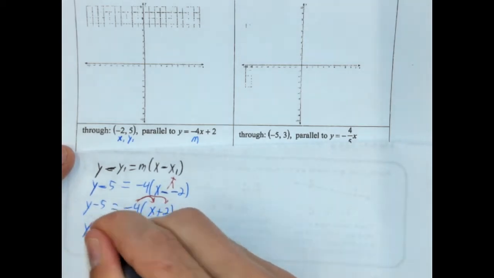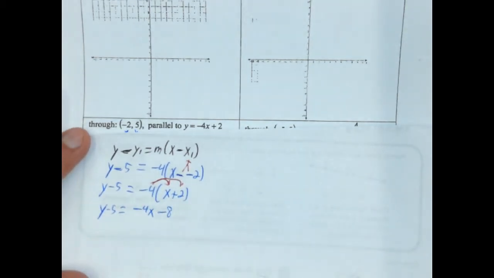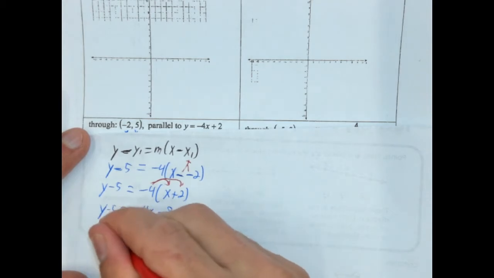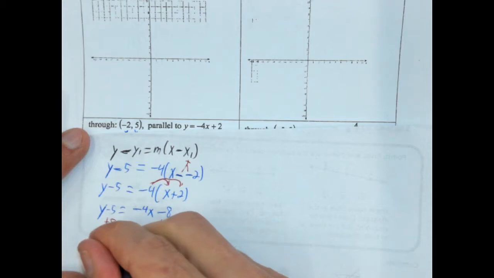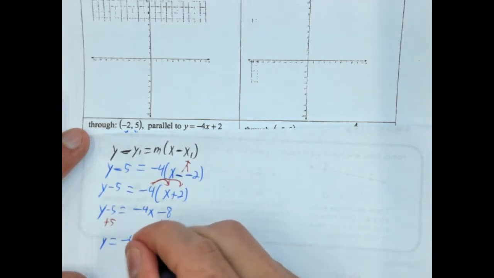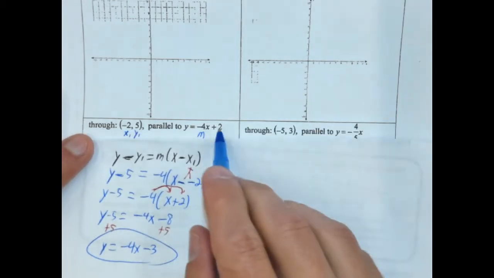y minus 5 equals negative 4x minus 8. And then the last thing we need to do is add 5 to both sides. Okay. So y equals negative 4x minus 3. And there we go. That's the equation of the line that's parallel to that.